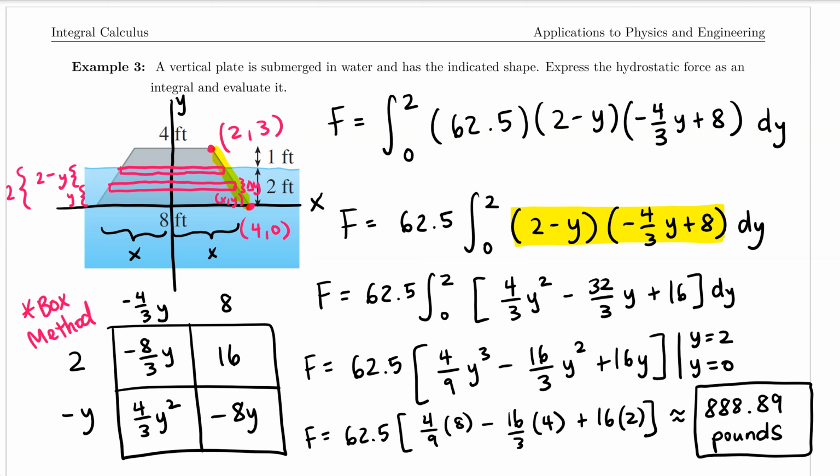All right, that concludes this example and this video on hydrostatic pressure and hydrostatic force. Tune in to our next video where we're going to be talking about centers of mass, which is really exciting stuff, and it has a lot of really cool applications in physics and engineering.